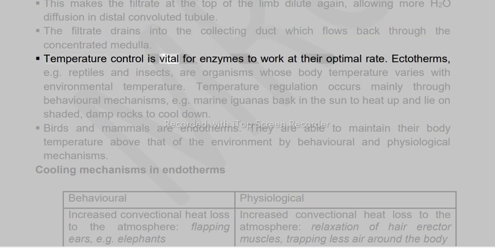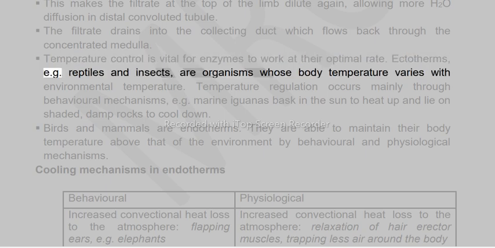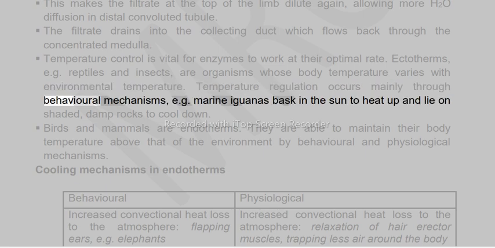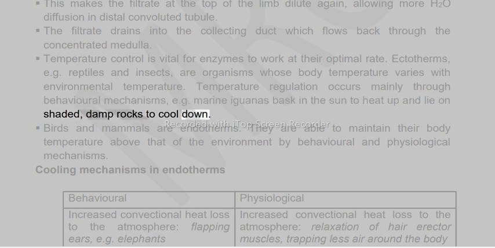Temperature control is vital for enzymes to work at their optimal rate. Ectotherms, e.g. reptiles and insects, are organisms whose body temperature varies with environmental temperature. Temperature regulation occurs mainly through behavioral mechanisms, e.g. marine iguanas bask in the sun to heat up and lie on shaded, damp rocks to cool down.